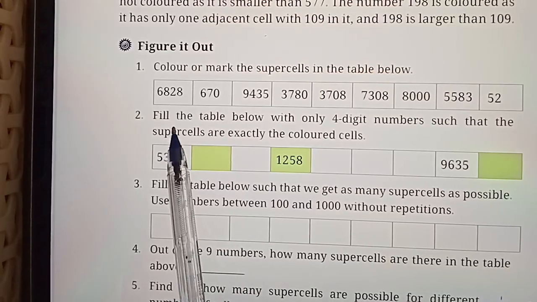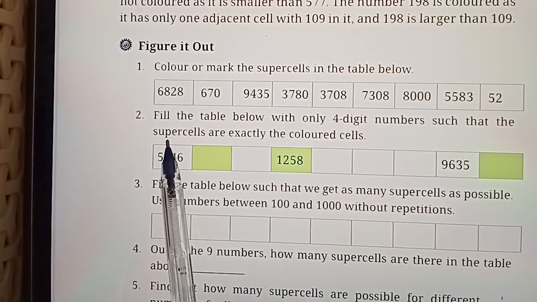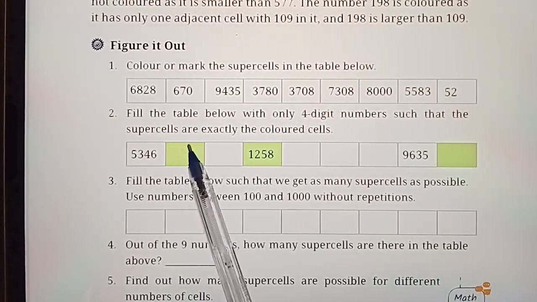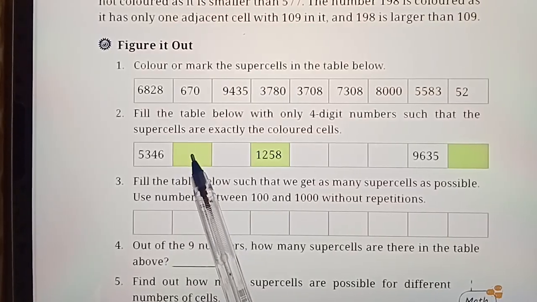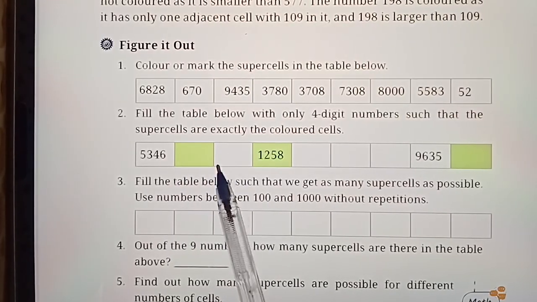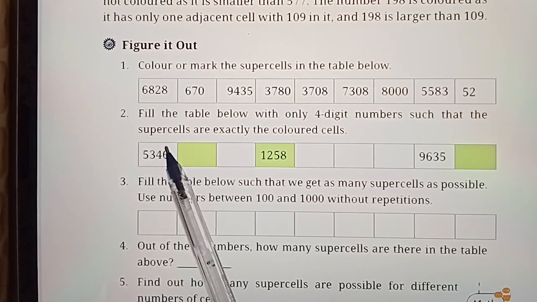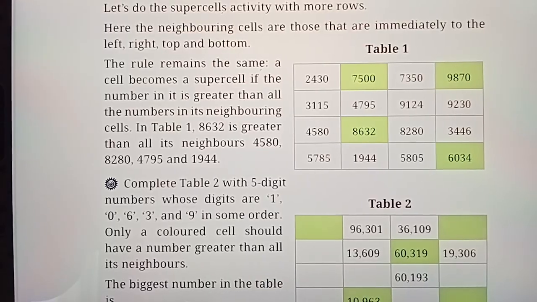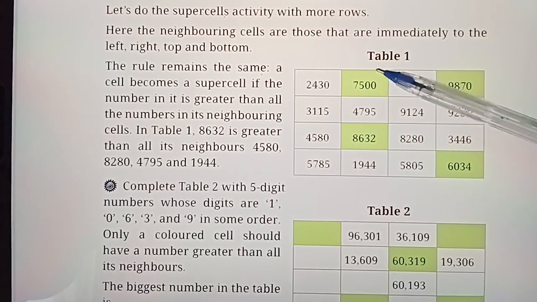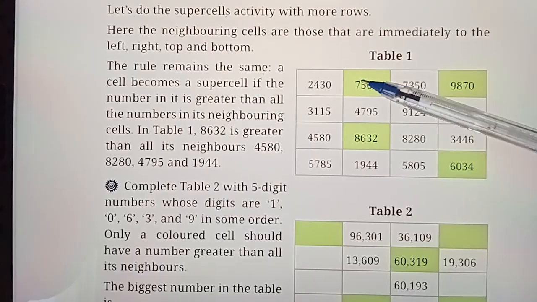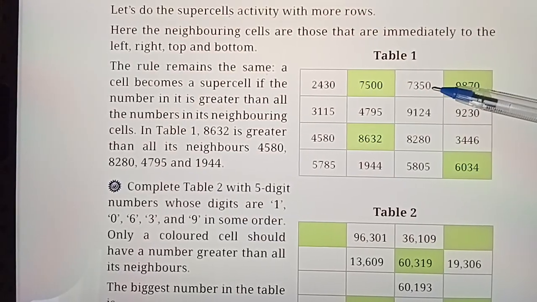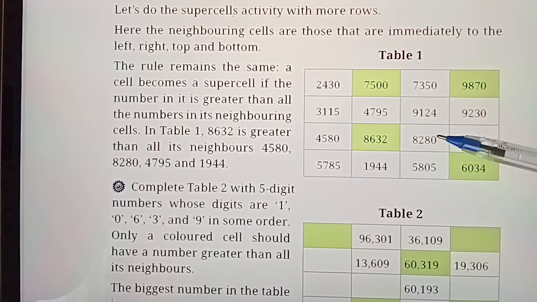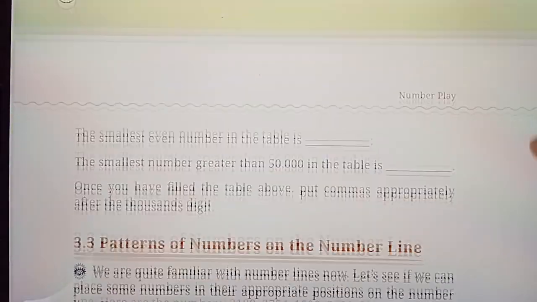Now when you look here, fill in the table below with only 4-digit numbers such that the supercells are exactly the colored cells. So a supercell is a cell which is greater than its adjacent cells. So if you write here 7000, you should write a number less than 7000 next to it, and this is less than 7000. So this is fine. So this is how the pattern goes. Now in this table also you can see the supercells always have a greater value than their adjacent cells. See, this has a greater value than 2430, 7350 and 4795. This also has greater value than this and this. So this is how the pattern goes in these kinds of questions.